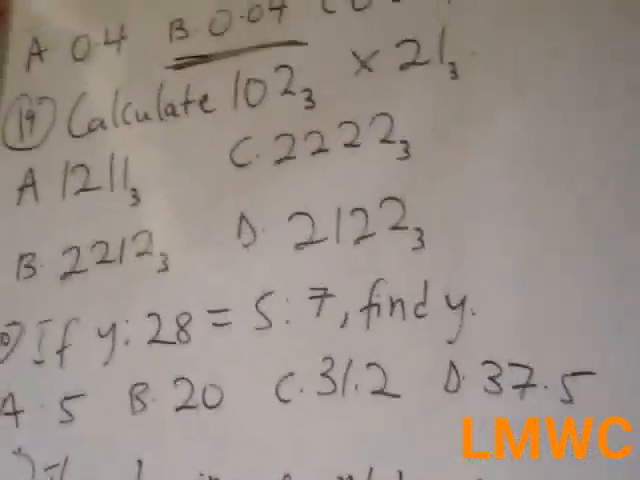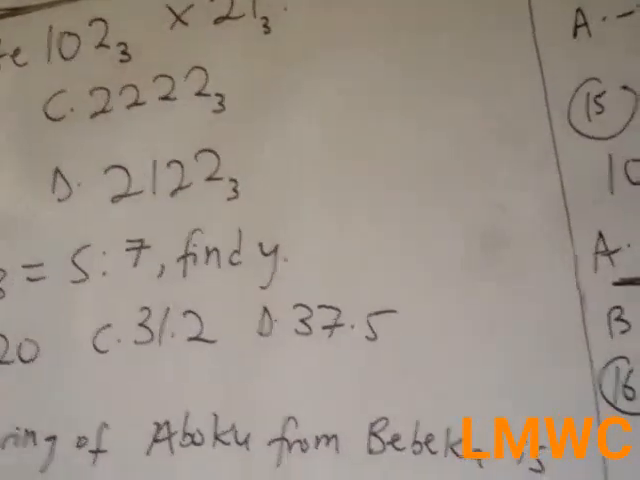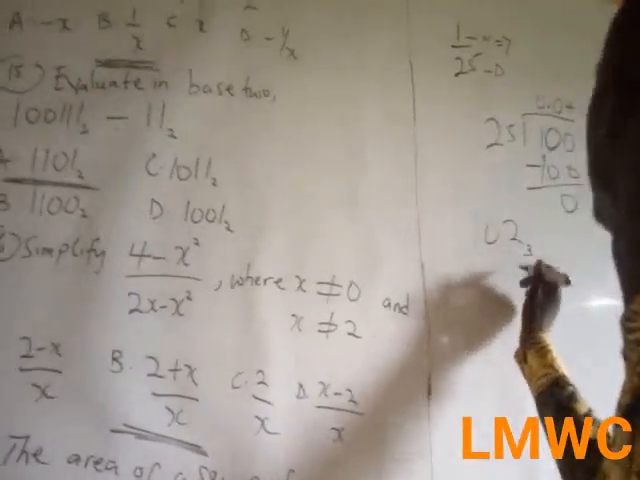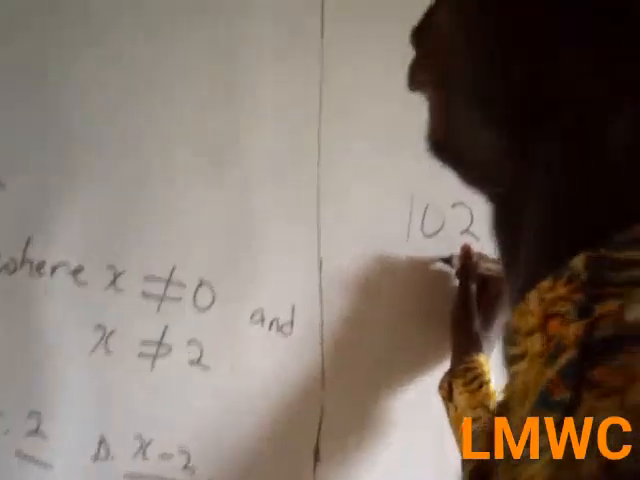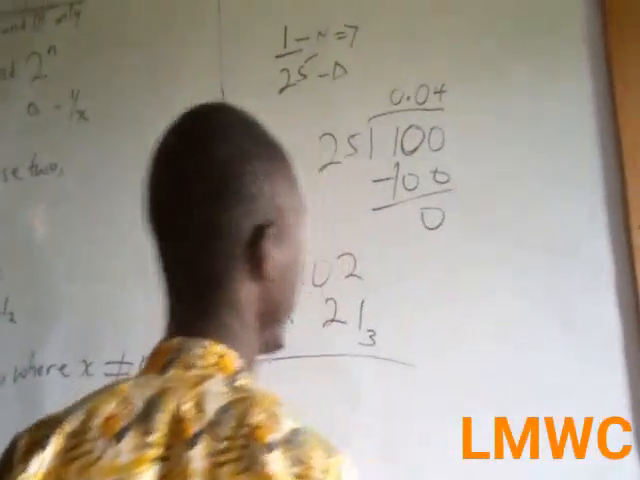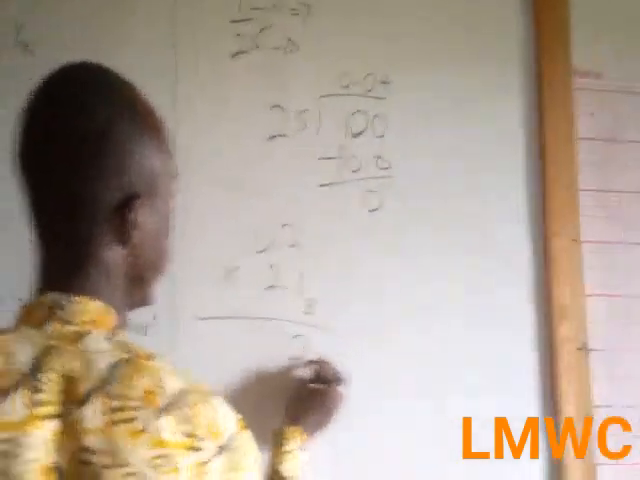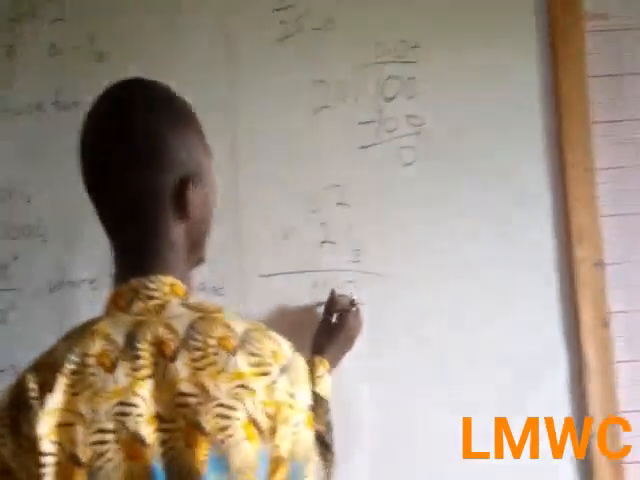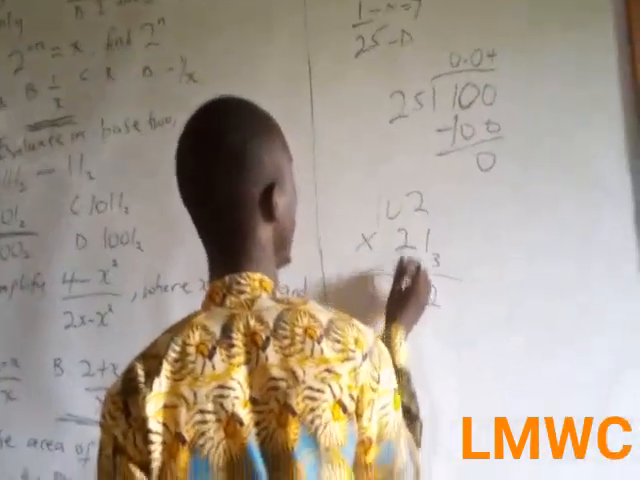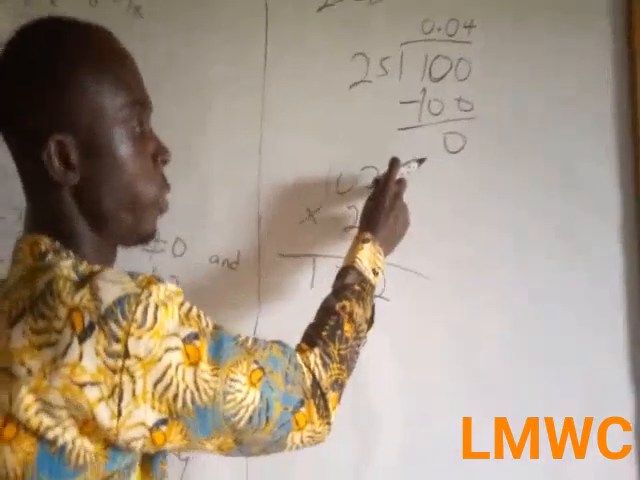Question 19. Calculate 102 base 3 times 21 base 3. This is number bases. So let's multiply. So 102 base 3, 21 base 3. We are multiplying in base 3. So 1 times 2 is 2. 1 times 0, 0. 1 times 1 is 1. So we have 2 times 2 is 4.